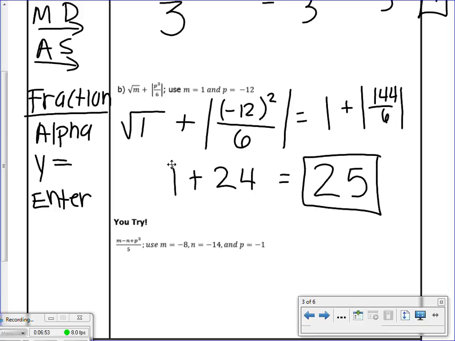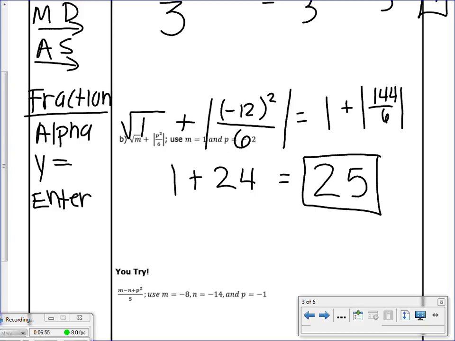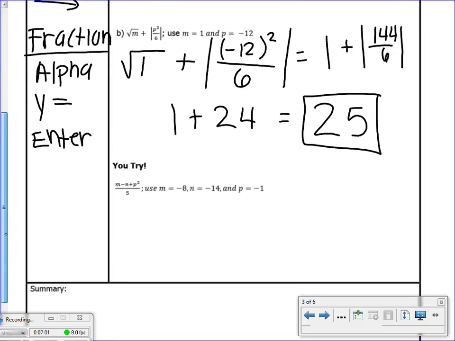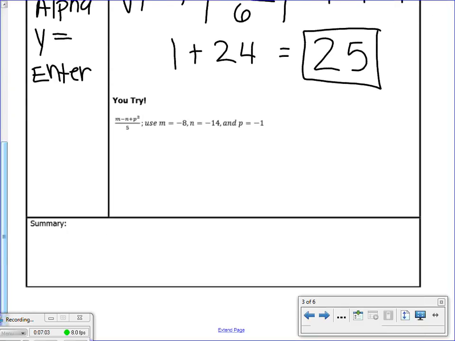Now for the you try, you're plugging in 3 different numbers this time. Okay, so it really doesn't change our problem that much. We just are inserting more things in. So instead of the m, I plug in a negative 8 minus negative 14 plus negative 1 squared.